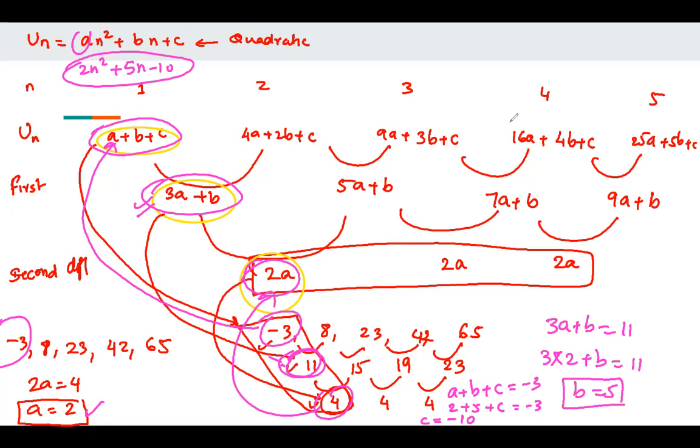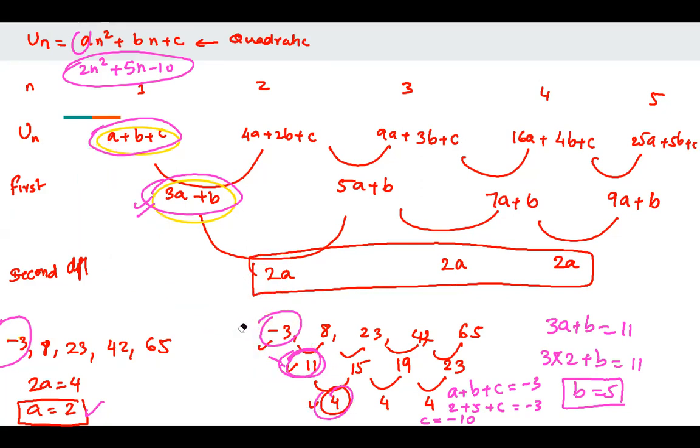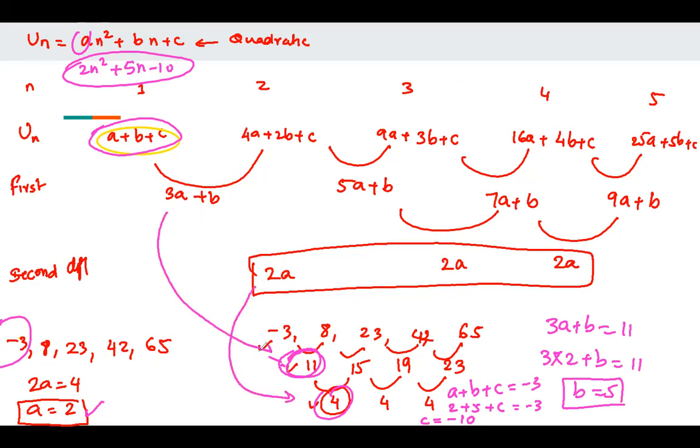So I'll just quickly erase the other stuff that I don't want here. Now just to confirm, these terms that equate: 2a is the second difference, 11 is the first difference, and this is for the first term. So you're going to use just these three terms to find out the nth term of the sequence.